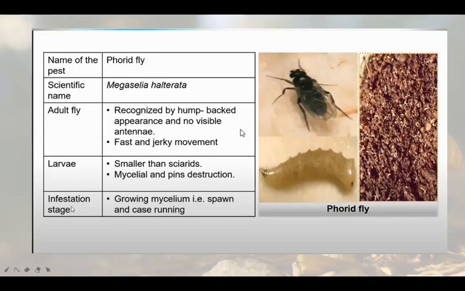The infestation stage is while the mycelium is growing, that is, spawn run and case running. You know the steps in mushroom production: after we add spawn, there is a stage called spawn run, and after we add casing soil, there is a stage called case running. In those two stages, this larva may affect the crop.